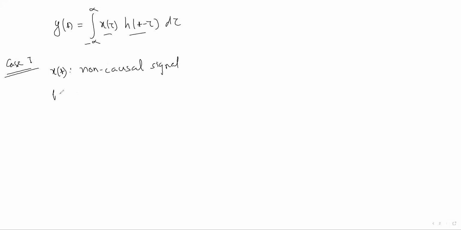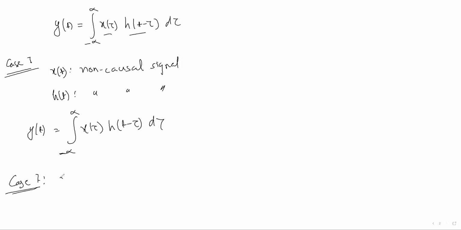And h(t) is also a non-causal signal. Then what is y(t)? y(t) is similar to this equation. That is, the integration would be from minus infinity to infinity only, d tau. So what is case 2?